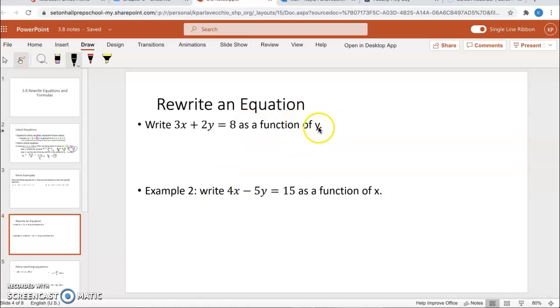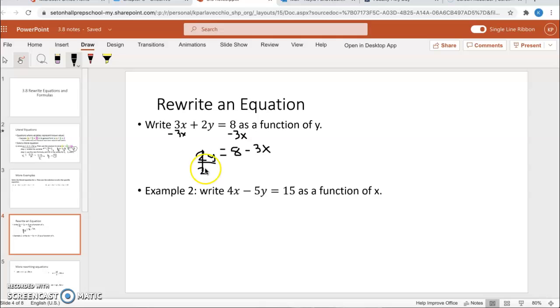So here I want us to solve this function for y, which means I want to get y by itself. So if I want to get y by itself, I need to undo the addition and subtraction first. So I want to subtract away 3x from both sides of this equation. And I'm left with 2y is equal to 8 minus 3x, or you can write this as negative 3x plus 8. Then I want to go ahead and divide by 2 because this is saying 2 times y. So to undo multiplication, it's division.